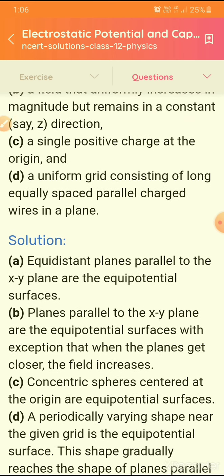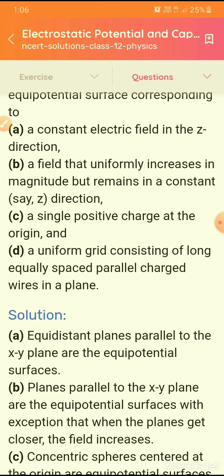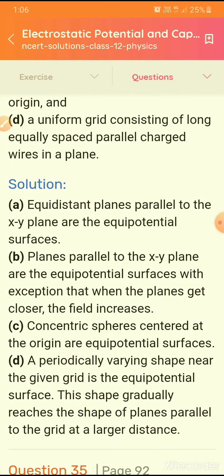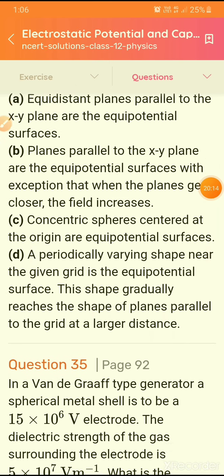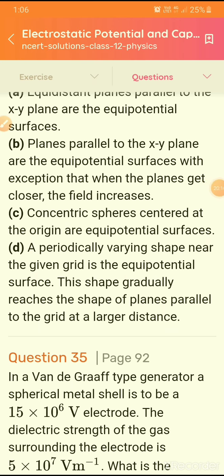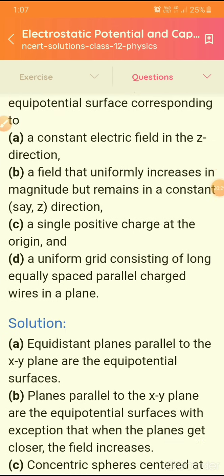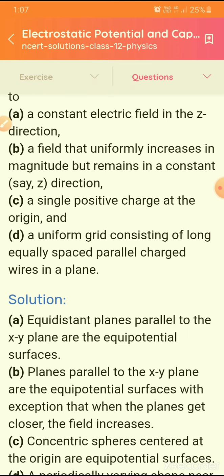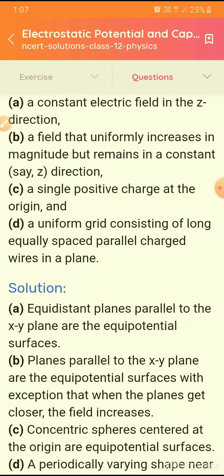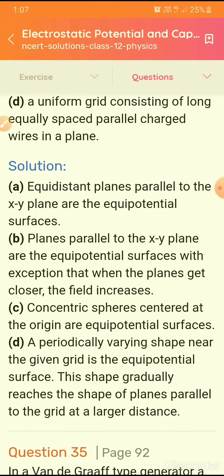And if we go for the third question, a single positive charge at the origin, a single positive charge is kept at the origin, so concentric spheres centered at the origin are equipotential surfaces. And then if we go for the fourth question, a uniform grid consisting of long equally spaced parallel charged wires in a plane.